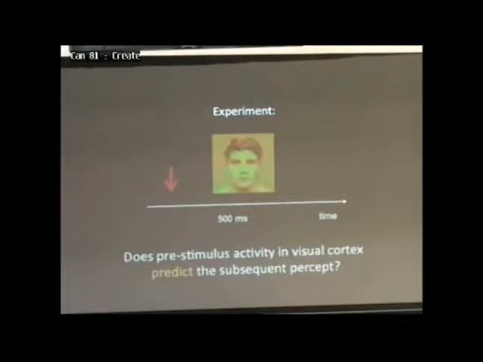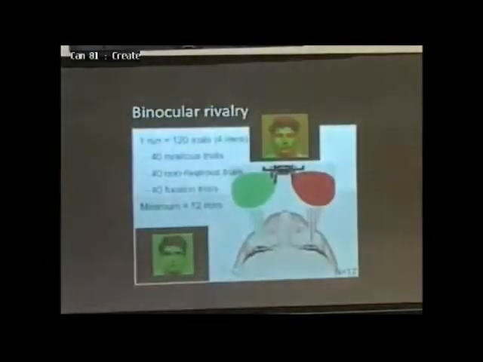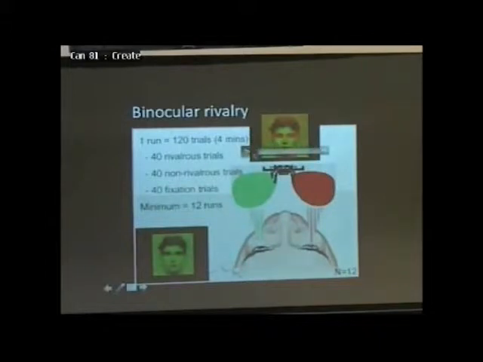So the question here, once again, is does pre-stimulus activity in visual cortex predict the subsequent percept or not? And if yes, where is it? The subjects are in the fMRI scanner, wearing red-green glasses, and they're looking at these stimuli. It's presented every 2 seconds for 500 milliseconds, and we have, of course, this rivalry stimulus, which is superimposed face and house, and we also have control stimuli like this yellow face and yellow house, which is non-rivalry, so you always perceive a face and house in that case.